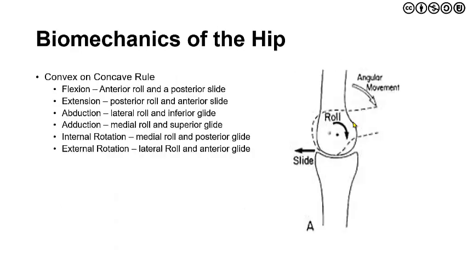Because it is a convex-concave joint, we have some biomechanics that we would like to keep in front of our attention. When we're moving into flexion, remember the roll follows the osteokinematic, whereas the glide or the slide is going to be dependent upon, again, whether we're talking about the convex or the concave. So flexion of the femur on a fixed or stabilized pelvis is going to result in anterior roll and posterior glide or slide. Vice versa for extension, and we see the same for abduction and adduction and internal and external rotation.